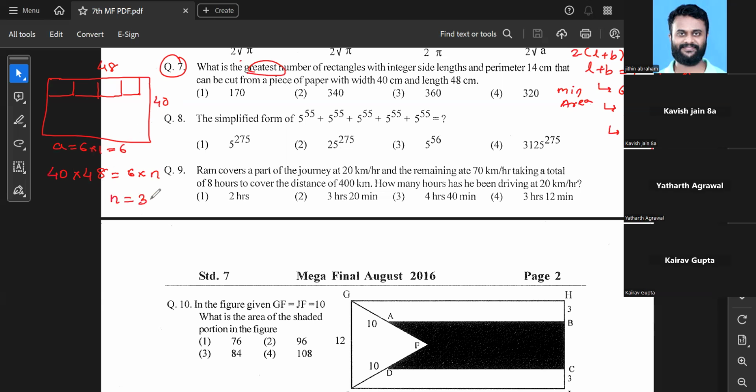Sir, I did not understand. I'll explain, don't worry. So, my dear children, first of all, what they have said is that there is a huge canvas with dimensions 48 and 40. You'll have to fill this huge canvas with small rectangles.